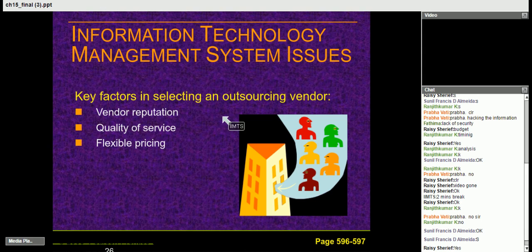Then what are the key factors in selecting an outside vendor? Vendor reputation, the quality of service which he is providing, and flexible pricing.